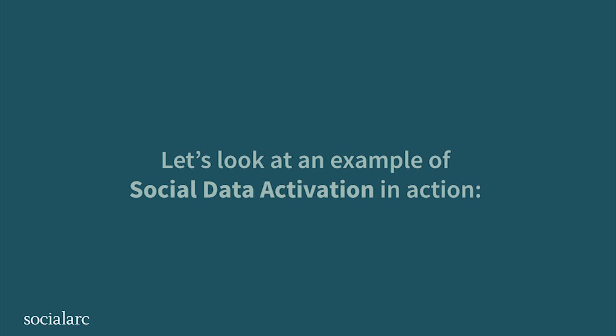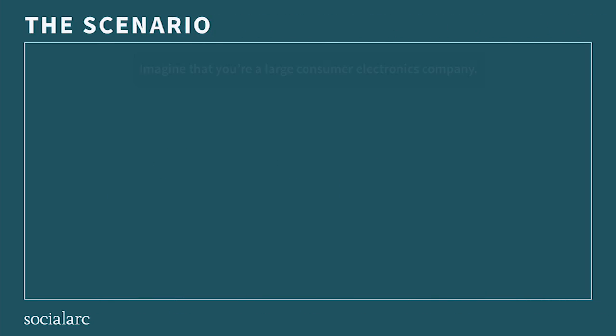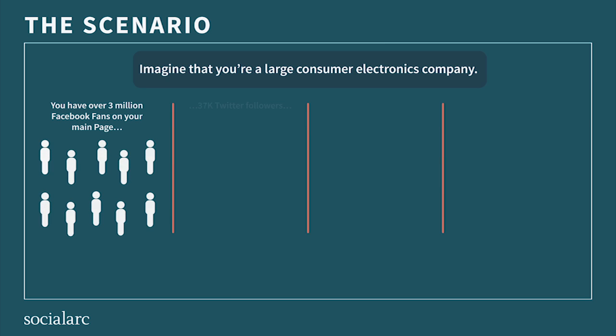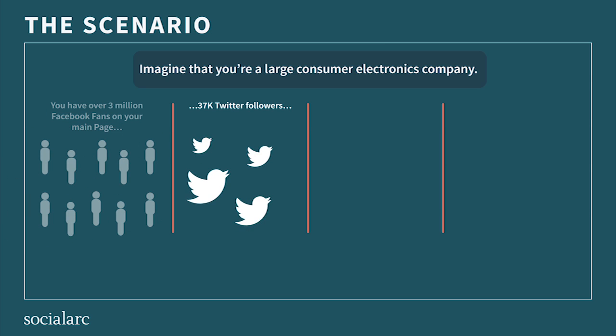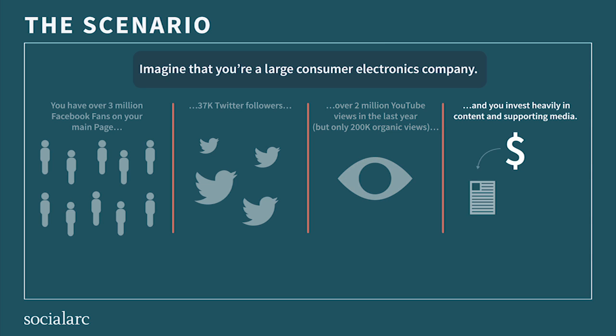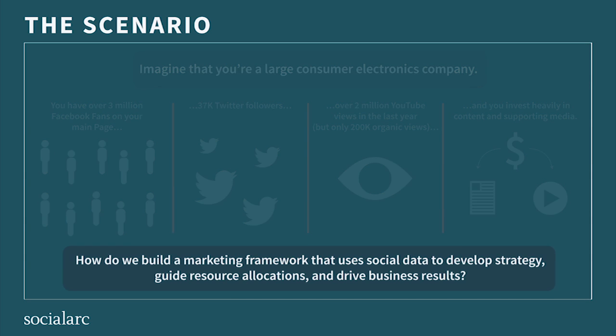Let's look at an example of social data activation in action. Imagine you're a large consumer electronics company. You've got 3 million Facebook fans, 37,000 Twitter followers, and over 2 million YouTube views. Only 200,000 of them are organic. You spend significantly to support social efforts. How can we build a marketing framework that uses social data to develop a strategy to guide your resource allocations and drive business results?